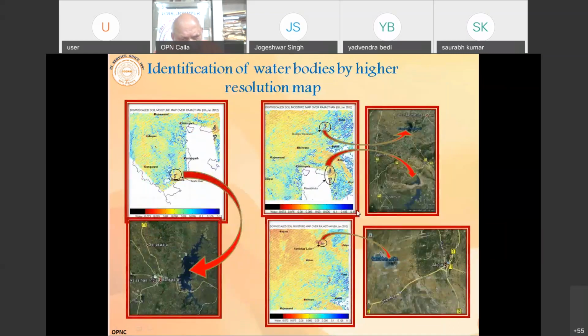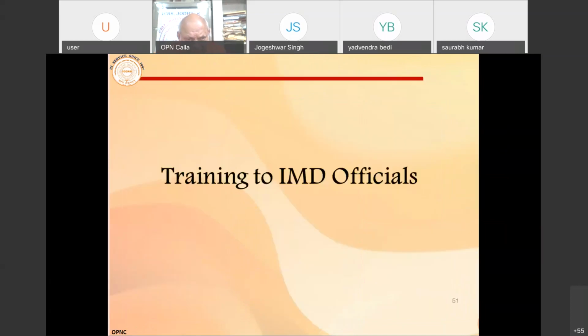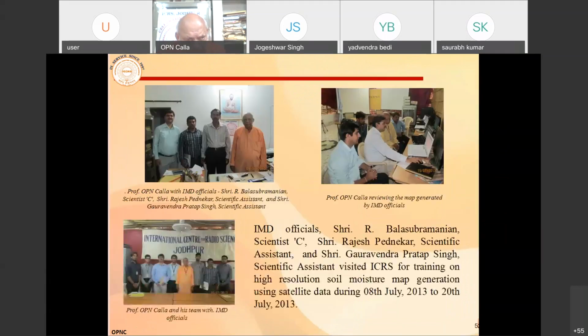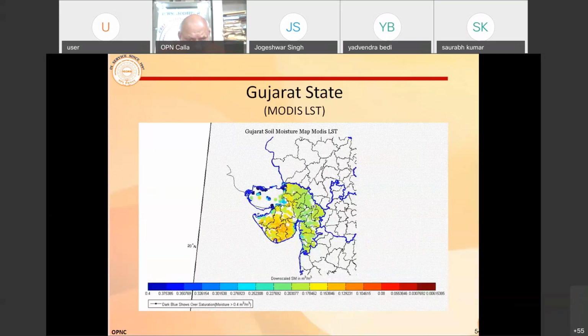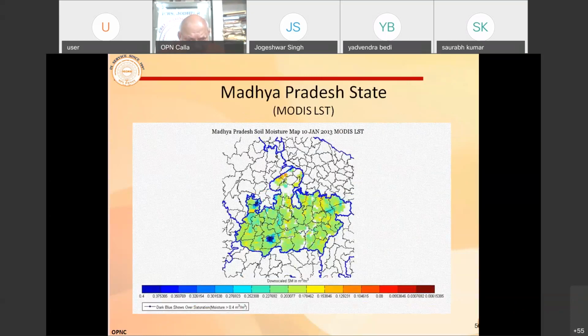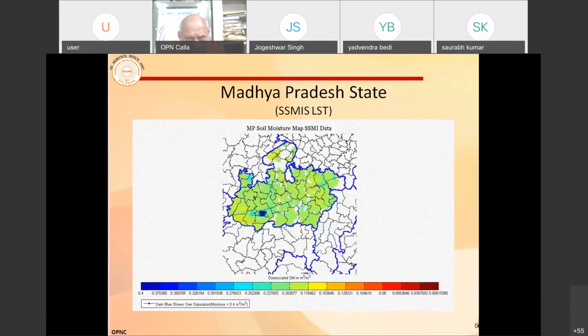And here we get water bodies based upon the soil moisture maps that we generate. Then we trained IMD people who came to our center. After training them, these people generated maps using the SSM/I, the Special Sensor Microwave Imager. They generated these maps of Gujarat. I think that's Uttar Pradesh. And then this was Uttar Pradesh.